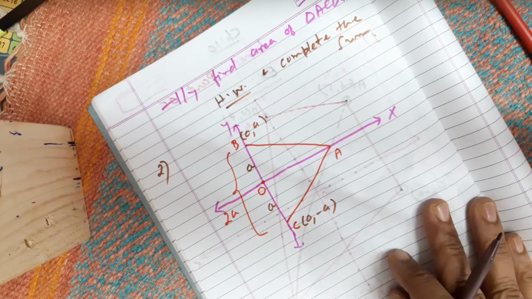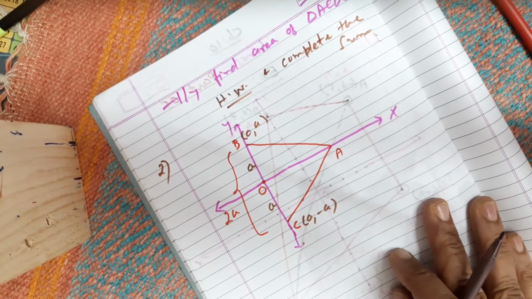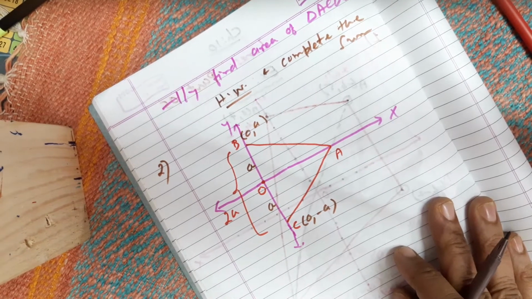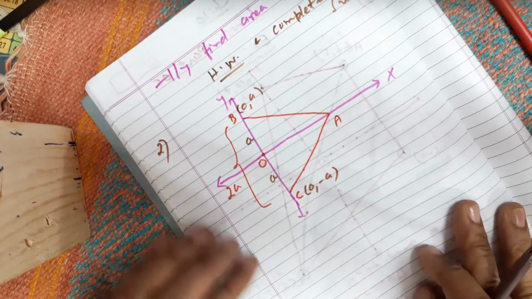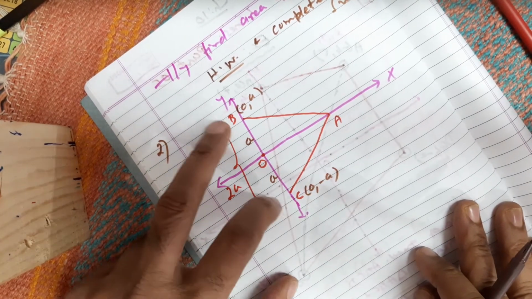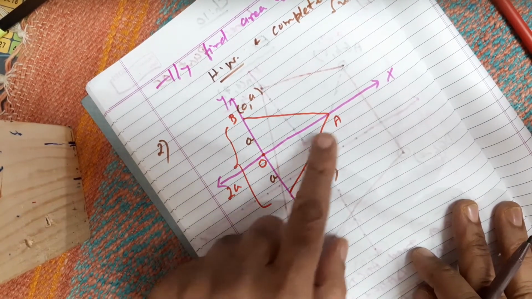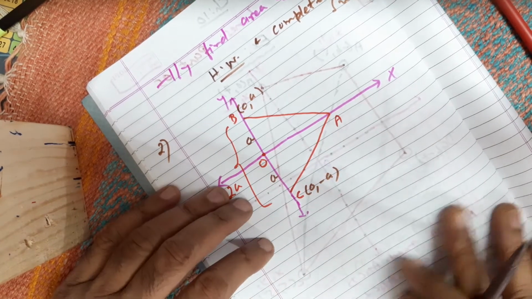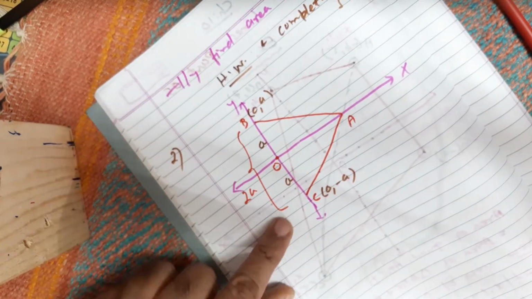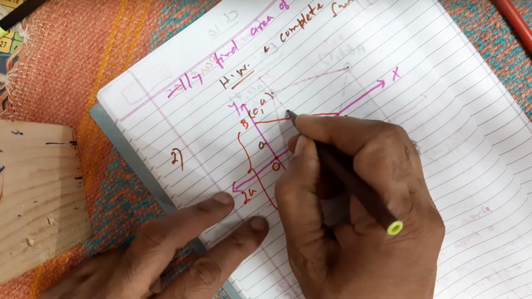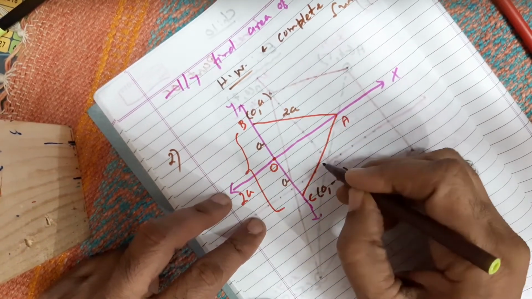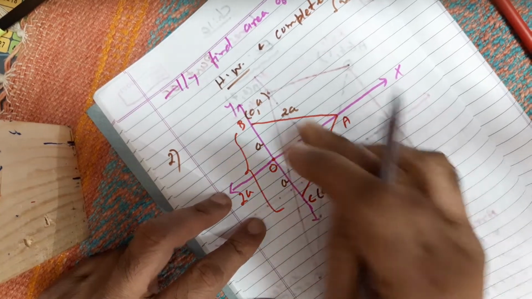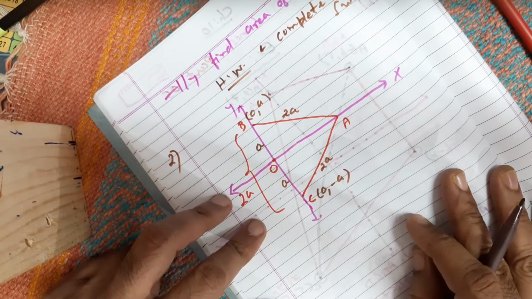And find the vertices of the triangle. That's a question asked. What the question asks? Find the vertices. So 2 vertices already we got. Now how to find the third vertex? Okay. So for the third vertex, just see that it's an equilateral triangle. Okay. So equilateral triangle means this all 2A, 2A, all 3 sides equal in length, isn't it?